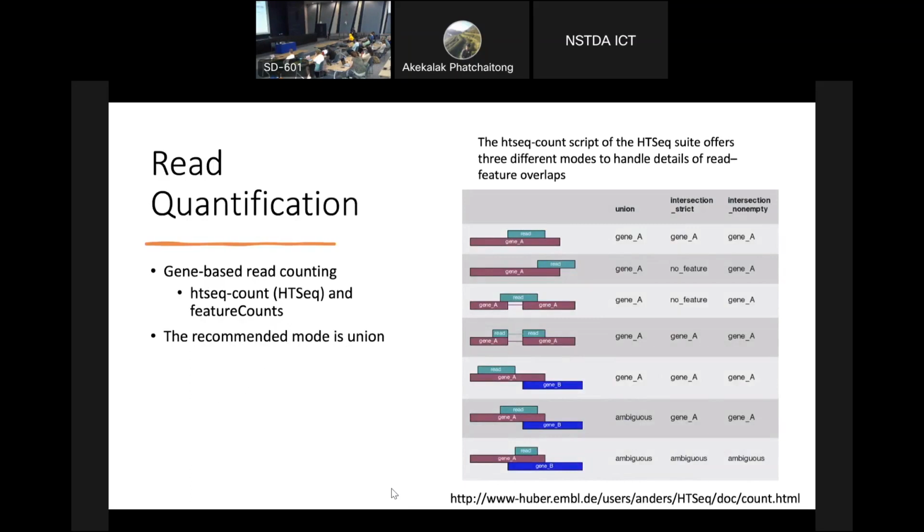HTSeq, for example, offers three different modes to evaluate whether a read is a match to a gene or not. For example, in this case, it's gene A. The read is matching to gene A, so it's labeled as gene A. And in the other mode, also gene A. But in some of these modes, the answers are different. What is recommended is that you use the union mode compared to the others, unless you have reasons to go for the other modes. So using this software and the choice of mode available, you will be able to count your reads with respect to the genes and have a table available for you to proceed further.